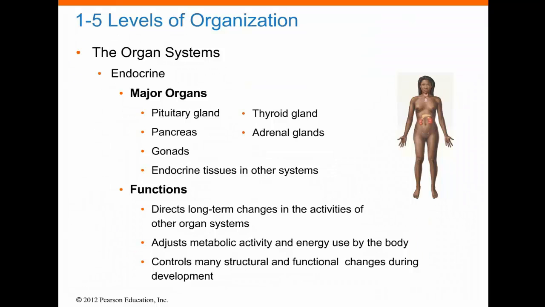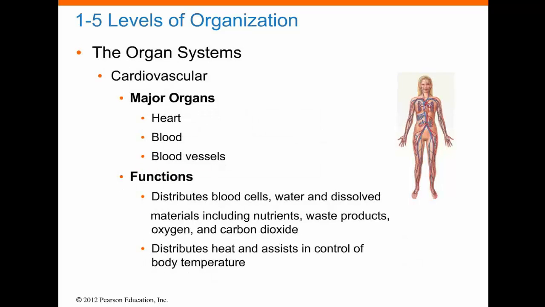The cardiovascular system is something that we will be covering. We will be covering the heart, the blood, and the blood vessels. The functions of the cardiovascular system, of course, is to distribute blood cells, water and dissolved minerals and nutrients, and to remove waste products. It also delivers oxygen and takes away carbon dioxide from cells. It's also involved in the distribution of heat and assists in the control of body temperature.